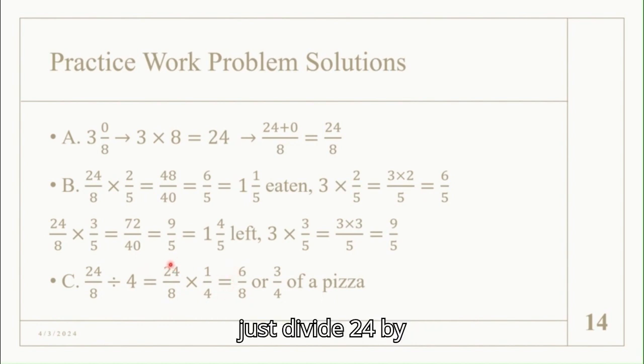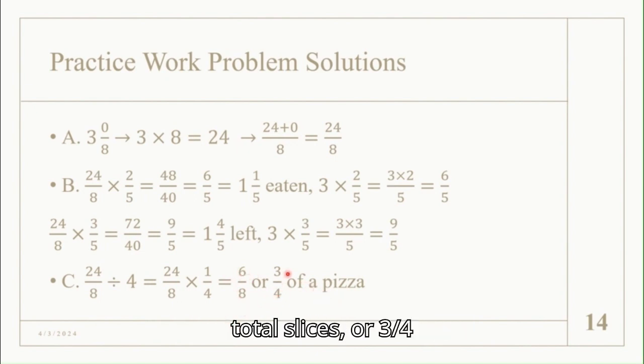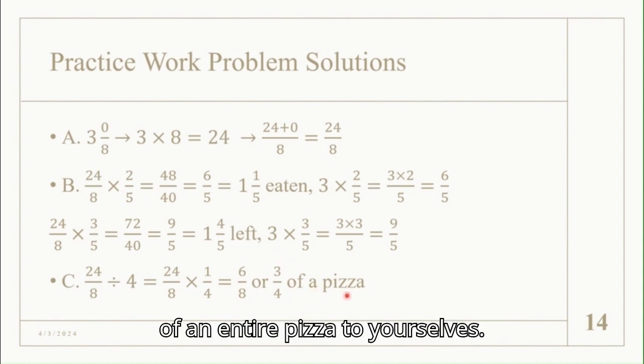I can just divide 24 by 4, giving me 6 divided by 8. And since both of these numbers are even, I know that I can divide both by 2. And I get 3 from the top and 4 from the bottom. So you and your friends get 6 slices out of the 8 slices for each pizza. So 6 out of 8 slices of each pizza. Or you each have 3/4 of a pizza. So 6 slices out of 8 total slices, or 3/4 of an entire pizza to yourselves.